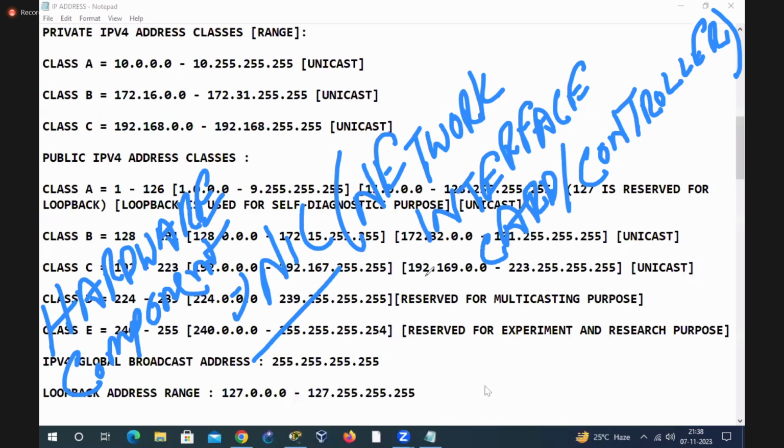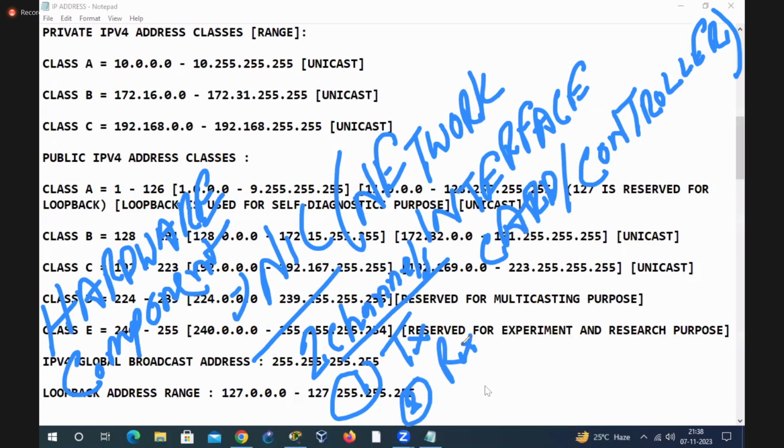Two channels are there. What are those two channels? One is called TX and one is called RX. The TX channel is used for transmitting your data and the RX channel is used for receiving your data. If both channels are working, it means your NIC hardware is working fine and you can successfully communicate.